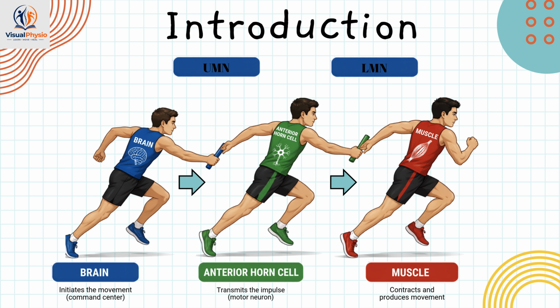Drop the baton anywhere along runner 1 or 2's legs of the race, you get an upper motor neuron lesion. Drop it anywhere from runner 2 onward and you are looking at a lower motor neuron lesion. Same finish line, completely different reason for not getting there.